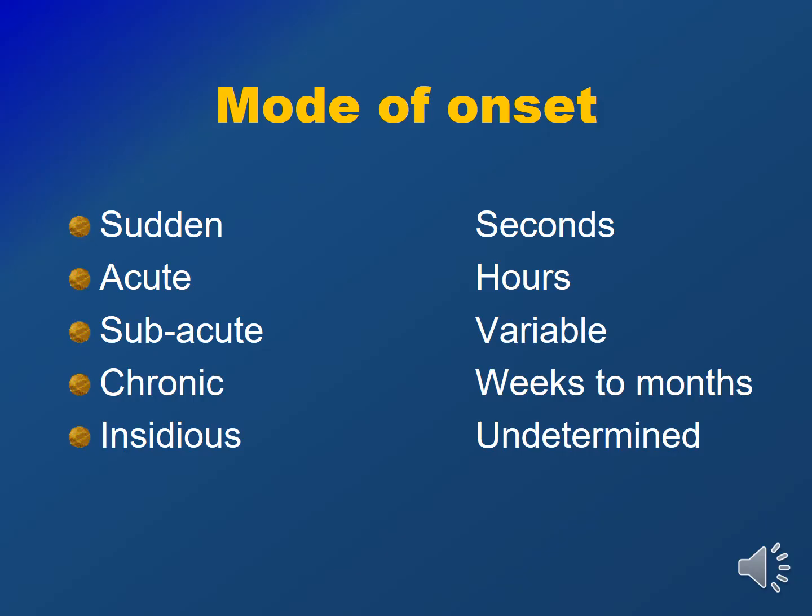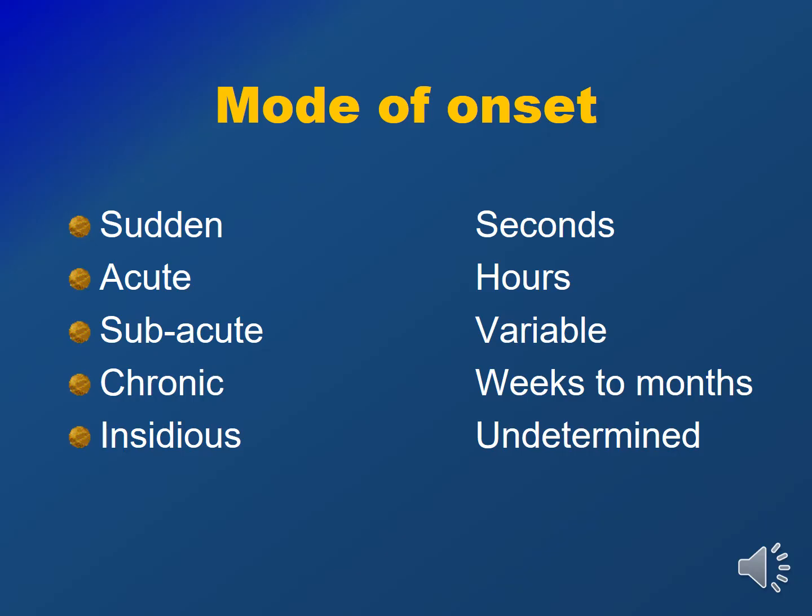Sudden: the full picture of the disease happens within seconds. Acute: it comes in hours, starting for example in the morning, and the full picture comes at night. Subacute is variable, and is usually a disease of internal medicine, not a surgical disease. Chronic takes weeks or months, like hepatic fibrosis causing splenomegaly and so on. And lastly, insidious. Insidious is very common in the surgical field, and it means undetermined.